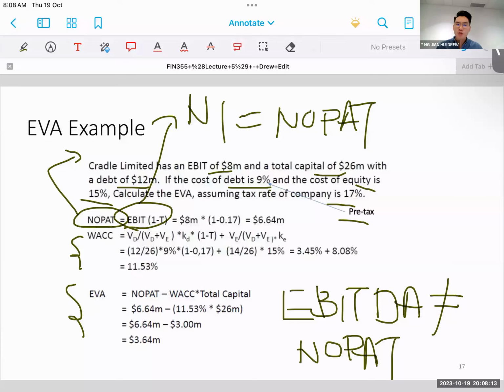But wait, should you include this in your NOPAT? Should you include the income from the leasing business in your NOPAT? No, correct, because it's not part of your daily operations, right? Your operations is not leasing business. You're not a leasing business, right?